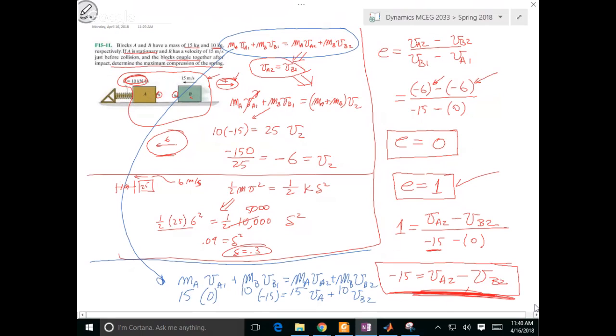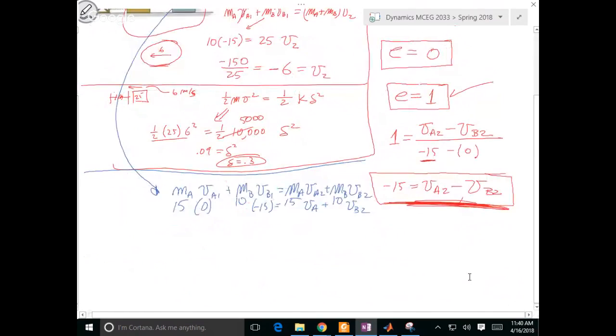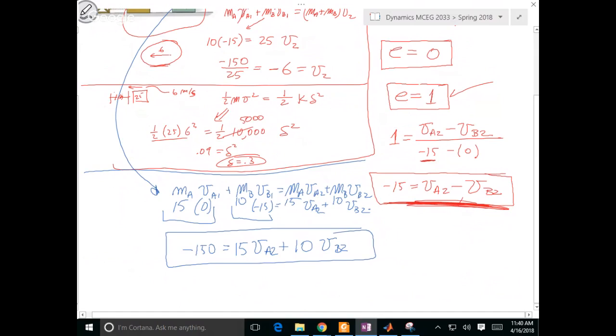So now let me slide down. This one's going to give me minus 150 equals 15 VA2 plus 10 VB2. Okay, there was a 2 there. So what I have is a defined coefficient of restitution that gives me this equation, and this one was given to me by the impulse momentum equation.